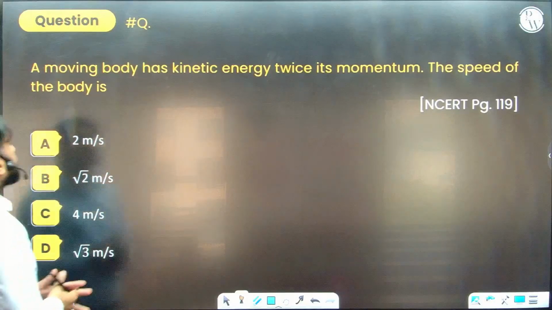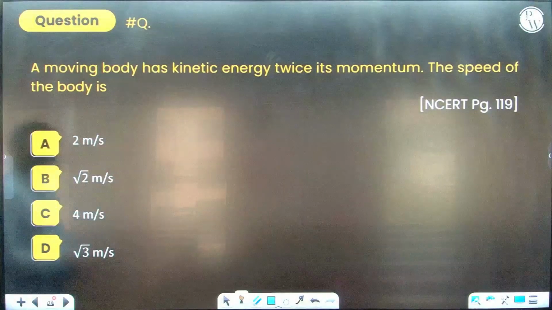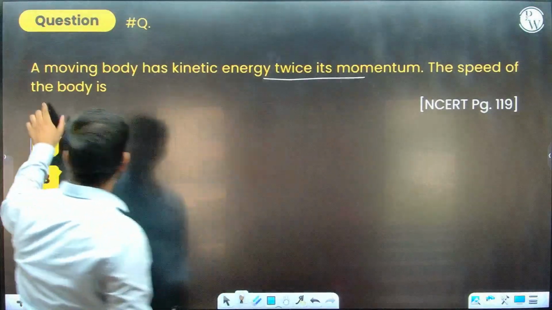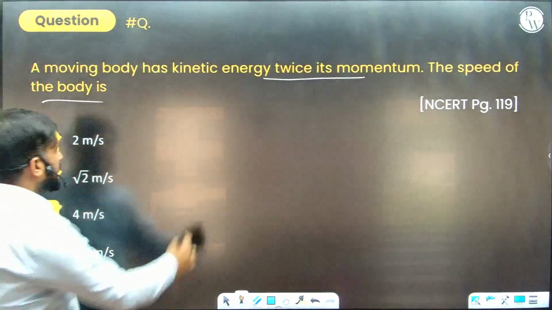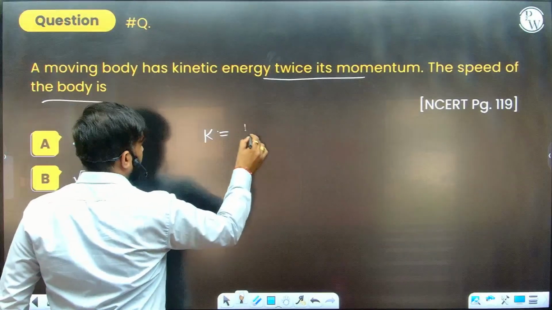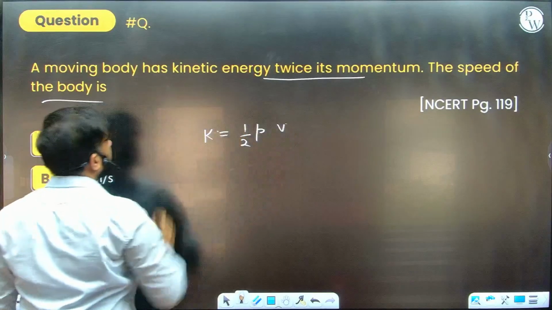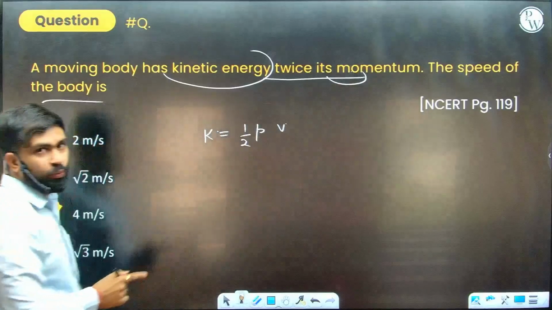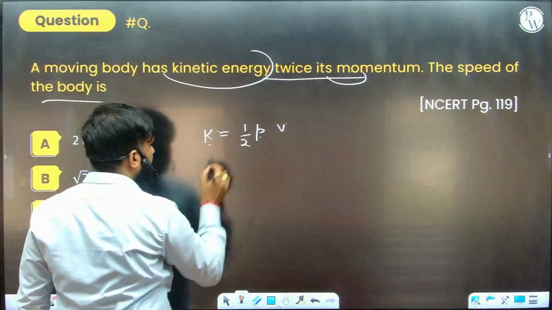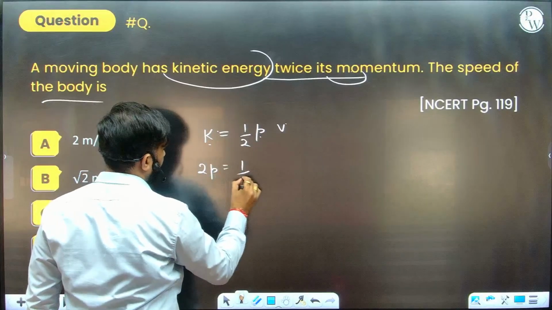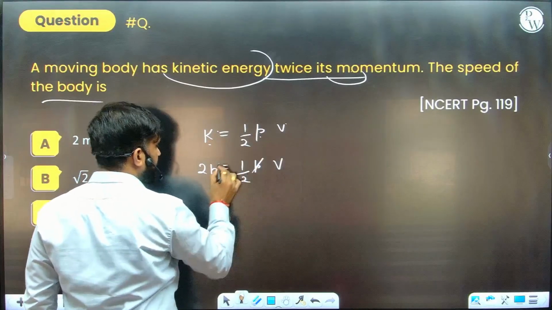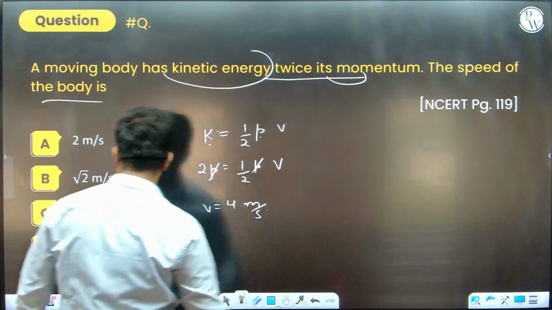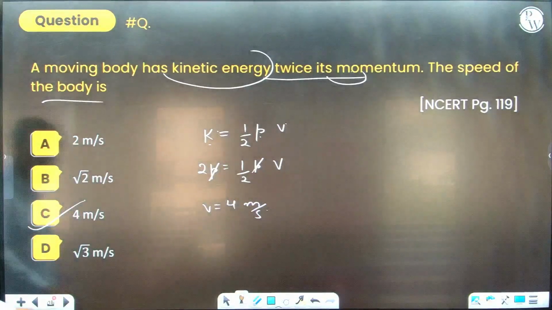Alright, fine. Next one. A body has kinetic energy twice its momentum, find the speed. Okay, so it's straightforward, not an issue. Just write the formula which we discussed in the starting. Half momentum into v. They're saying the kinetic energy is twice its momentum. That means magnitude wise k is 2 times p. So I'll write it here. Cancel the p and p, cross multiply, so velocity will be 4. That's it, straightforward. 4 meter per second, not an issue.